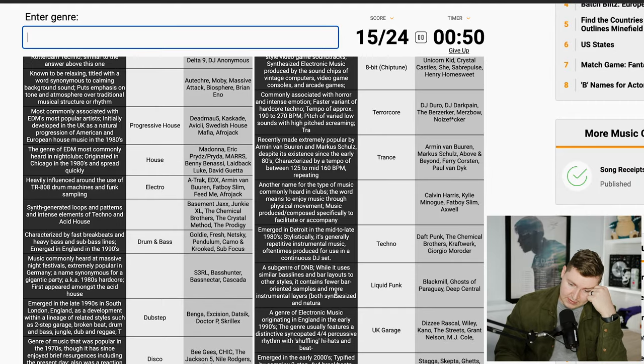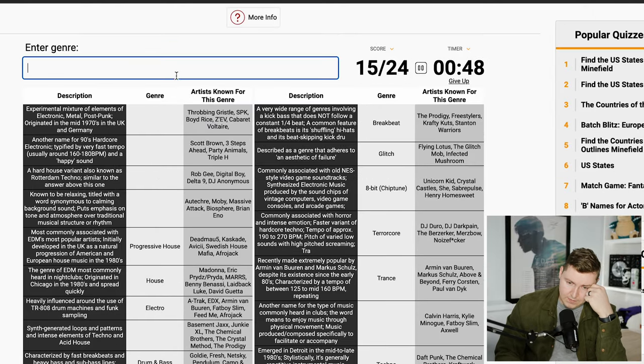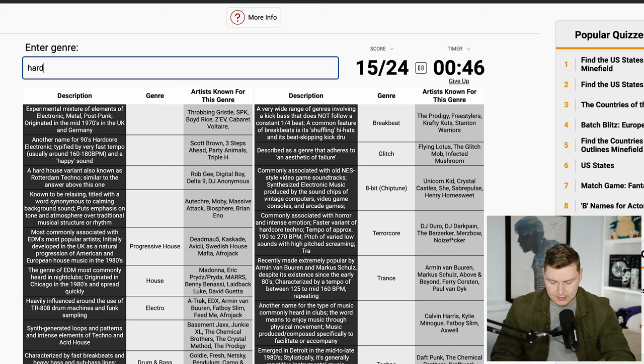Emerged in the early 2000s, typified two-step. What are we missing here? Like hardcore something? Hardcore drum and bass? Dance floor drumming? Dance. Just dance.